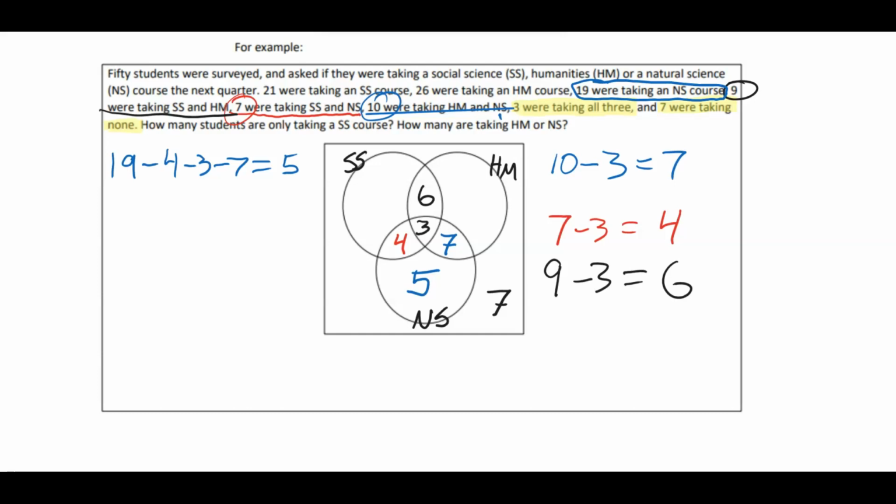Or natural science. Okay, moving backwards, we have 26 taking an HM course. This is the HM circle. Those 4 numbers, the 3 listed and the blank one, should add up to 26. So 26 minus the 6, minus the 3, minus the 7. Make sure I get the numbers right, this should give us 10. That fills in that blank.